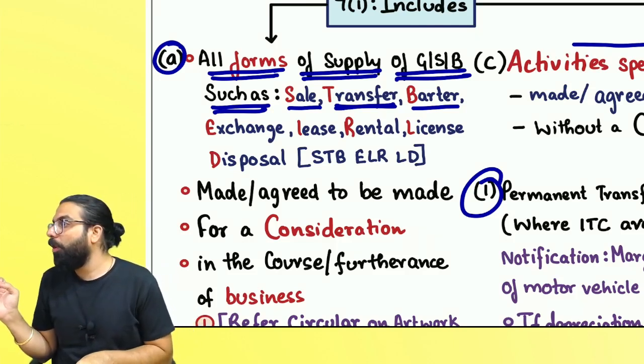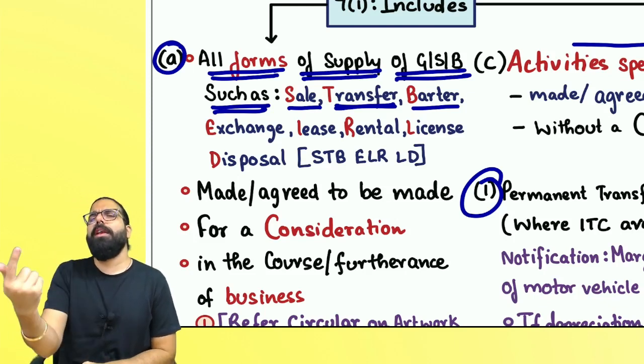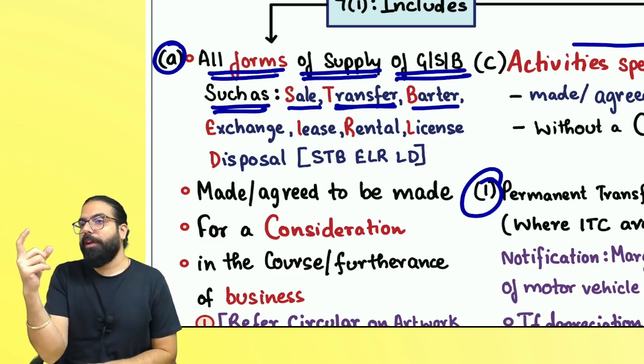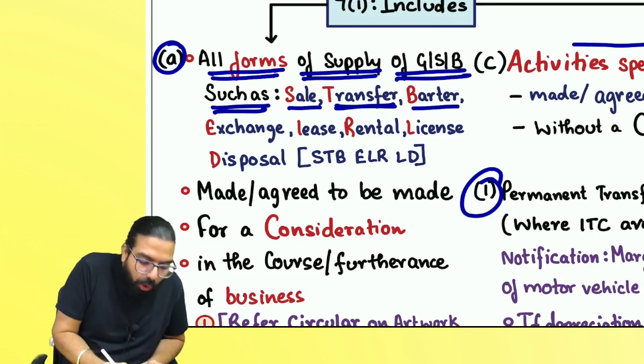Is my point clear to all? It should be a form, and form can be anything. You call it sale, you call it transfer. Transfer in detail we'll learn a little later. You call it barter, you call it exchange.